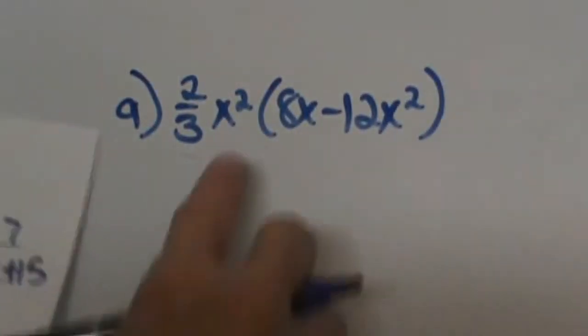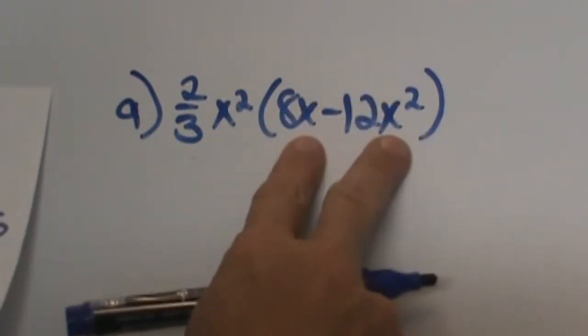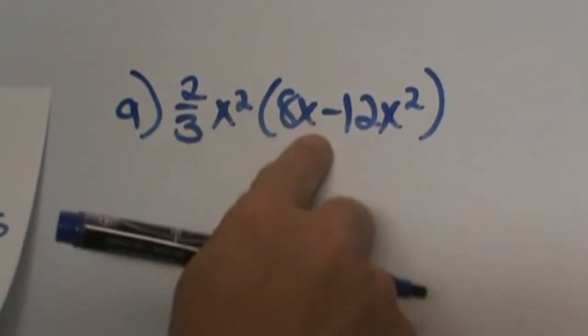Okay? Whoa, you can't see that one. Let's get that in the screen. There we go. Okay, so we have a monomial times a binomial. All we need to do is just distribute.